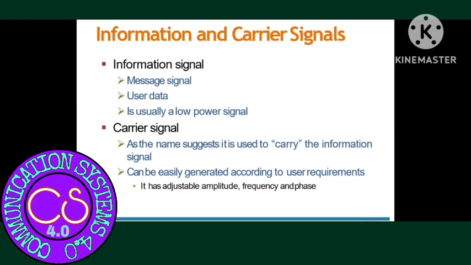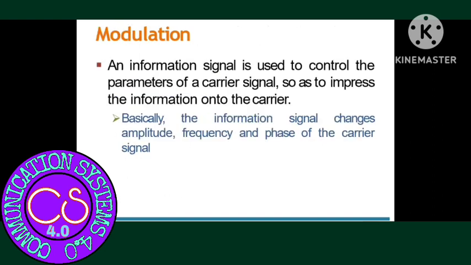So likewise, now what is modulation? This is a generalized, very simple definition of modulation: an information signal is used to control the parameters of a carrier signal. So what is the information signal? Now it is very clear for all of us: a message signal, a low power signal, a user data signal, a low frequency signal, a baseband signal. That is called the information signal.